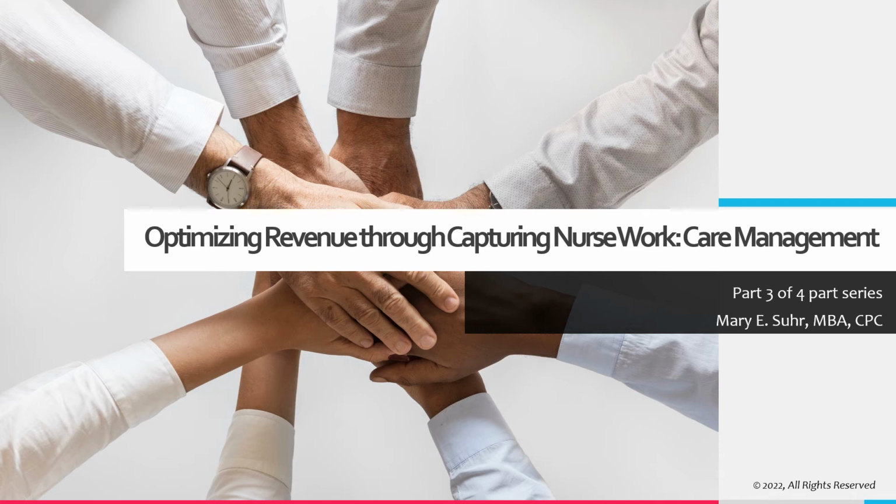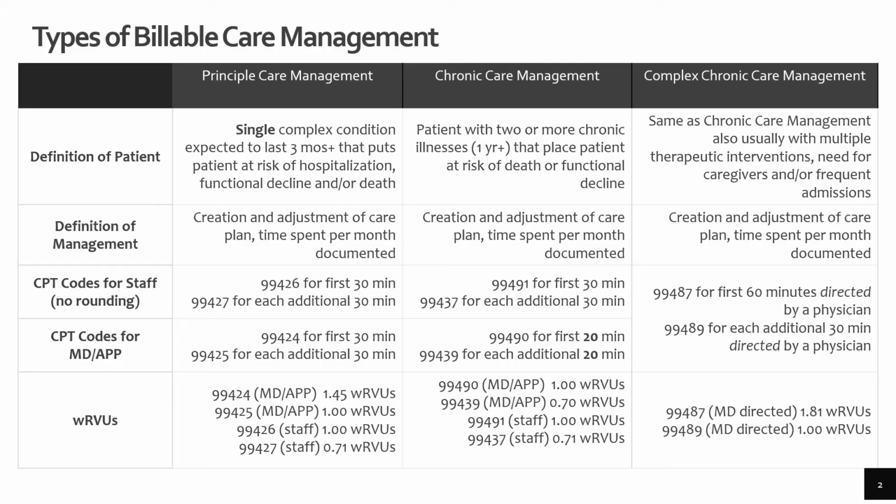This is part 3 of a 4-part series on optimizing revenue through capturing nurse work, and this particular part is on care management. Let's get started. This slide shows the 3 main types of care management codes available currently, one new even as of this year.